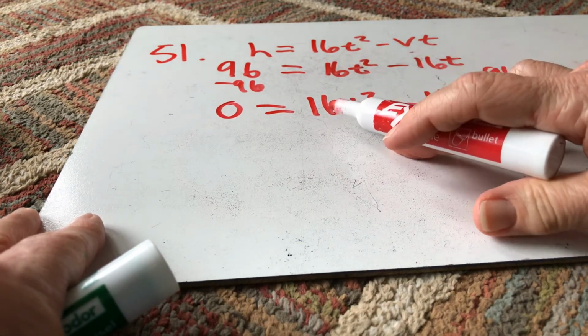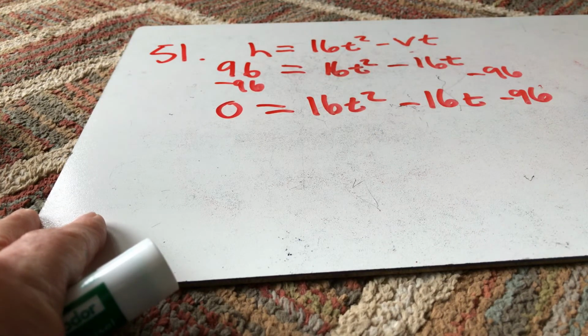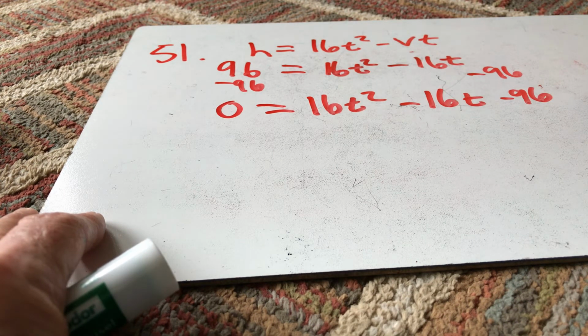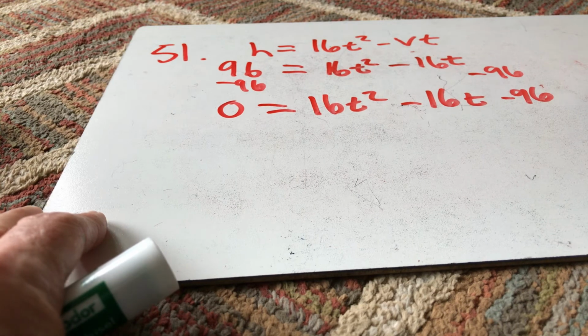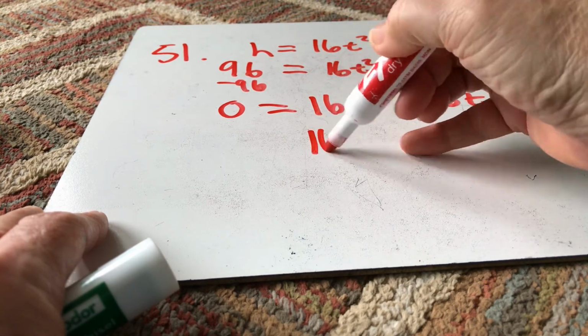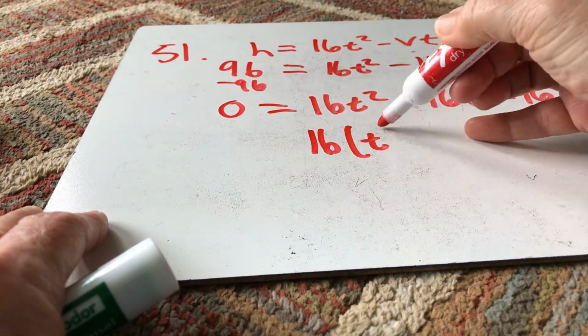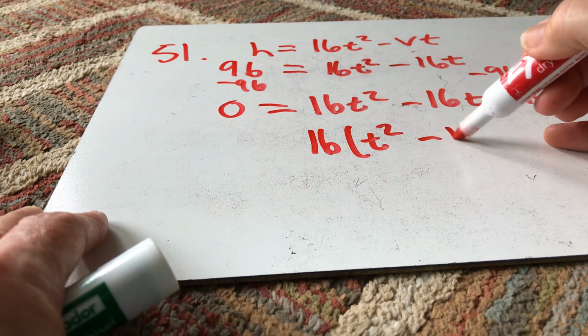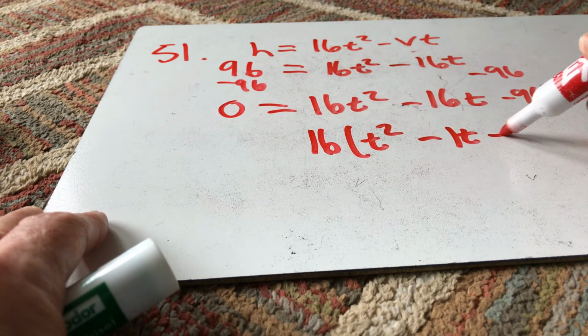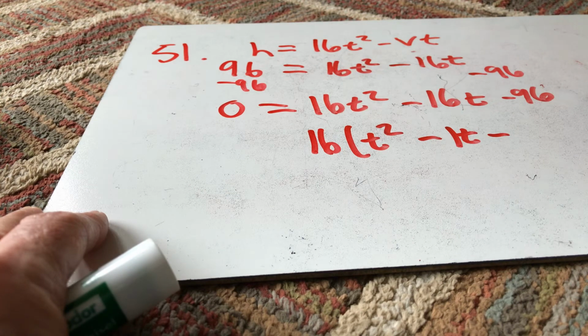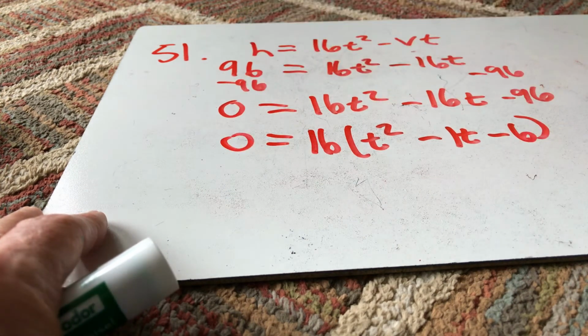Big numbers. I don't really want to do 16 times 96. So my guess is that maybe I can either divide 96 by 8 or by 2 or by 16. I'm going to try 96 divided by 16. And I get 6. So hey, what do you know? I'm going to divide 16 out of that whole thing. t squared minus 1t minus, and I just said that 96 divided by 16 is 6, equal to 0.